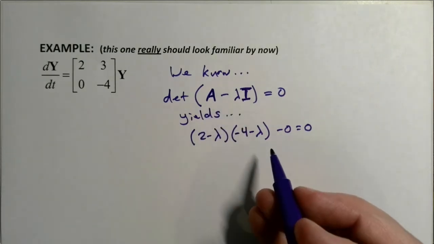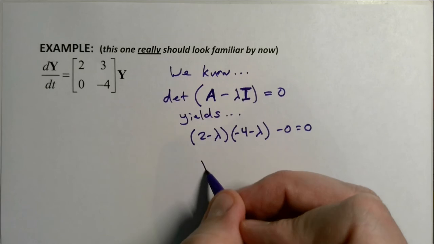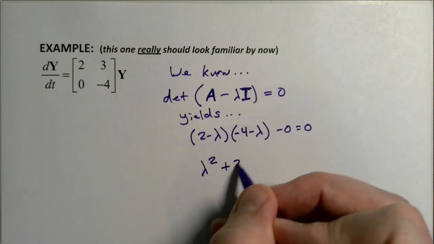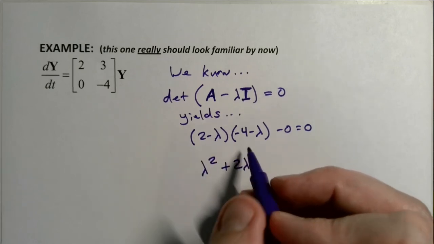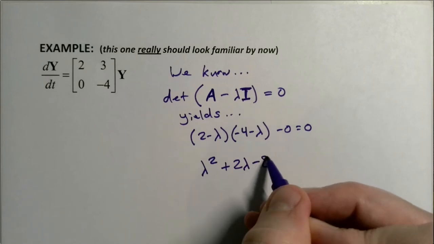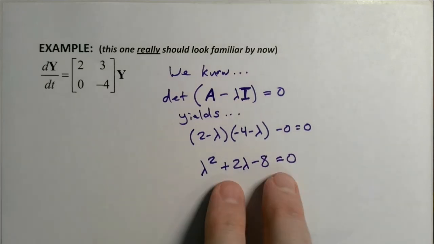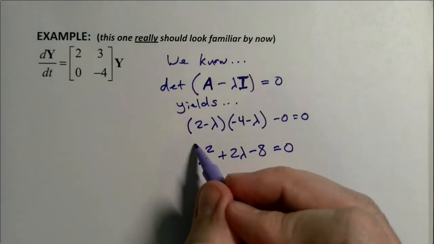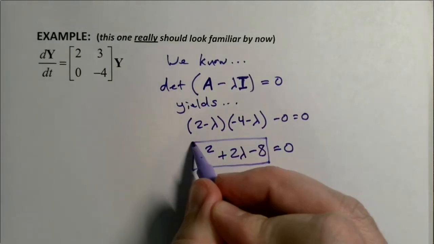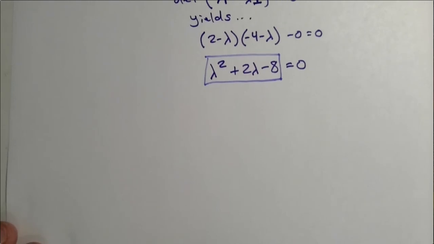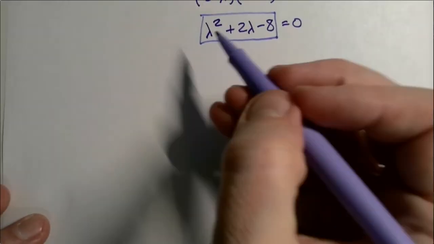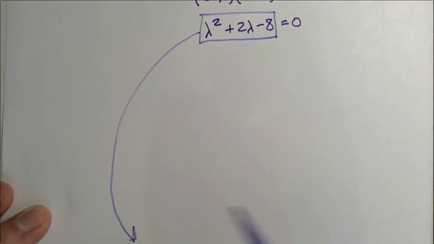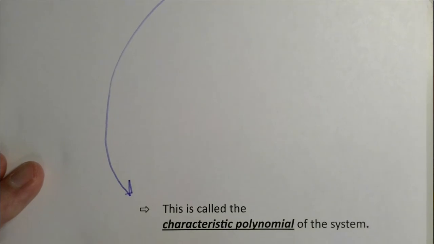And this, if you multiply it out, you wind up with lambda squared plus 2 lambda. The middle term is 2 lambda. The last term is minus 8 equals 0. And this thing right here has a special name. This is called the characteristic polynomial. I left a lot of space on this page, but I'm going to draw it down there. That's called the characteristic polynomial for the system.